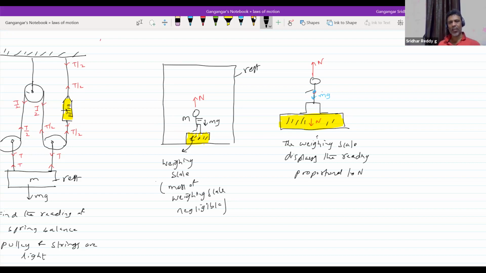So therefore, I want to read how much, like what is the reading of weighing scale. So I should look at the N, no? The N only, what happened? The reading of weighing scale here. So look at the N. N is also acting on the person. So now what is the state of weighing scale? Weighing scale and the person, both are at rest, no?